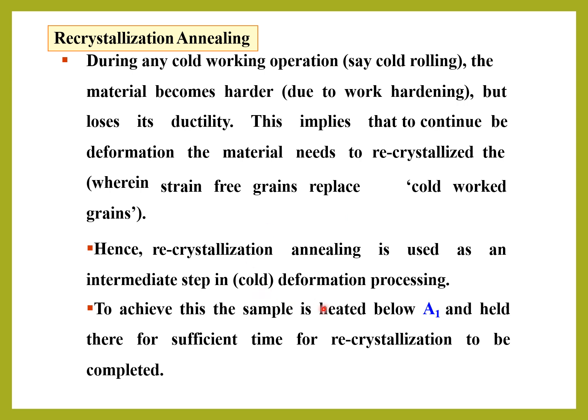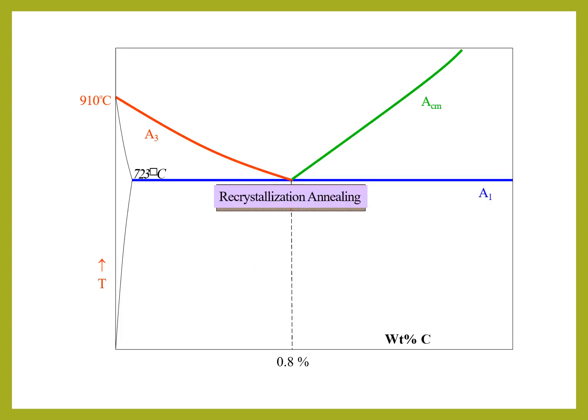So here we have to take this alloy below the lower critical temperature. We have to heat it and then cool slowly. Heating, waiting for some time, and then you can cool. Then the structural changes will occur, so the grain size will differ. That is called recrystallization annealing.